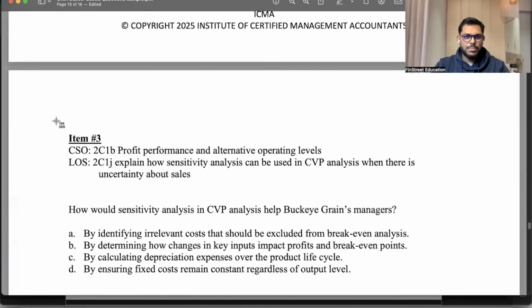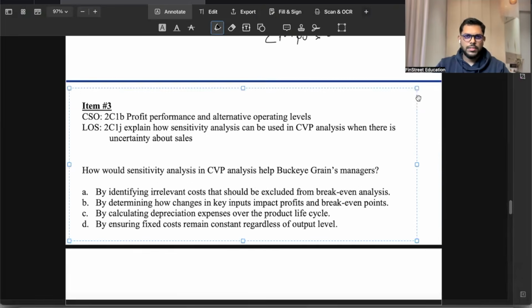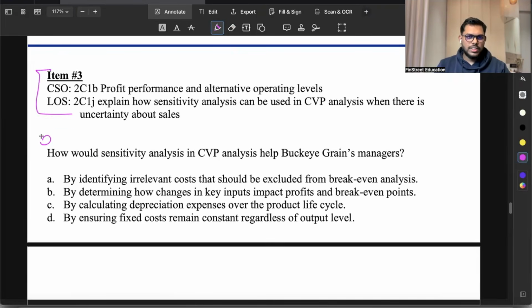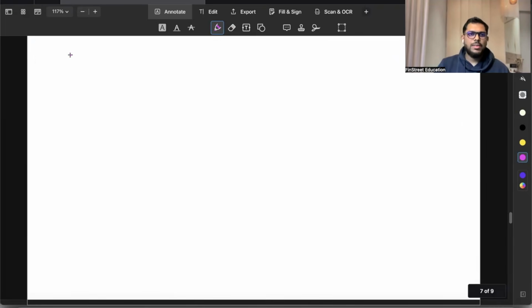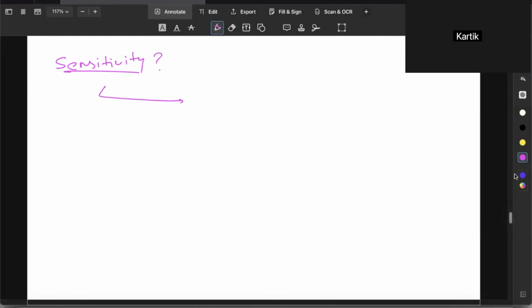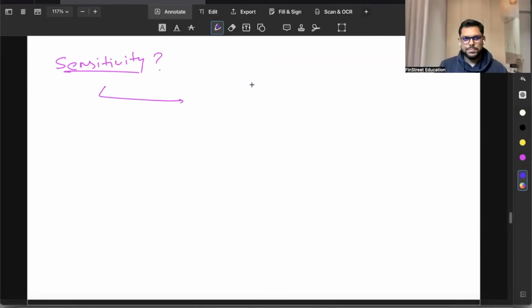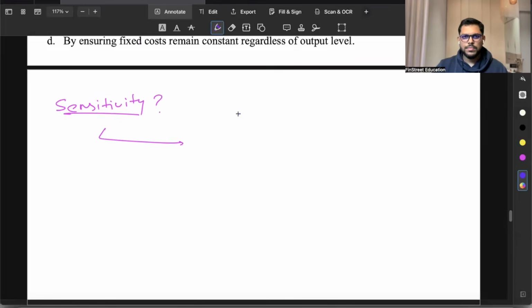Now we have an MCQ. Again, this is reference. This is the question. How would sensitivity analysis in CVP analysis help Buckeye Grains managers? Now, before we go and answer this, let me see your understanding of sensitivity. Any volunteer who would like to answer कि sensitivity क्या है? Change in one variable. We have one factor, one at a time. Furkan, why don't you go ahead? Changing one variable at a time.